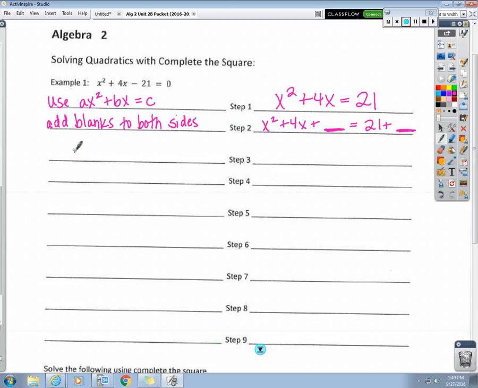Okay, you're going to use the formula b divided by 2 squared to fill the blanks. Okay, you're using the formula b over 2 squared to fill in the blanks.